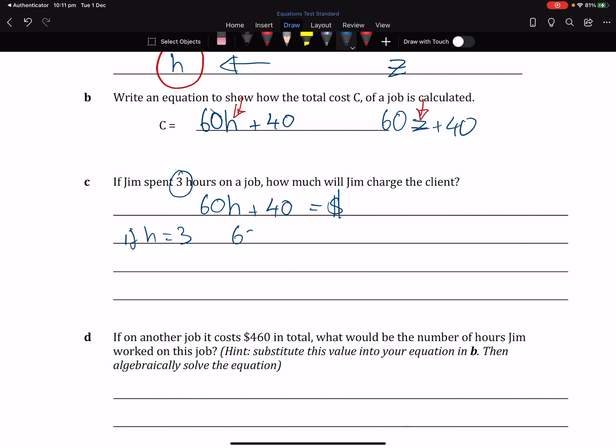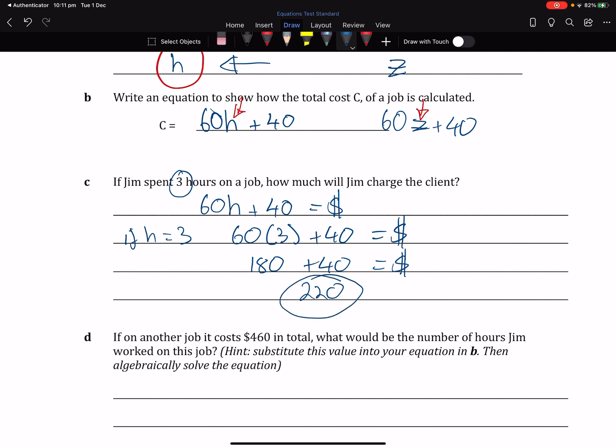We now have 60 times 3 plus 40 is going to be equal to how much we charge. So 60 times 3, of course, is 180, plus 40 is whatever we're charging. 180 plus 40, of course, is 220, all right? So the total amount we're charging is $220.